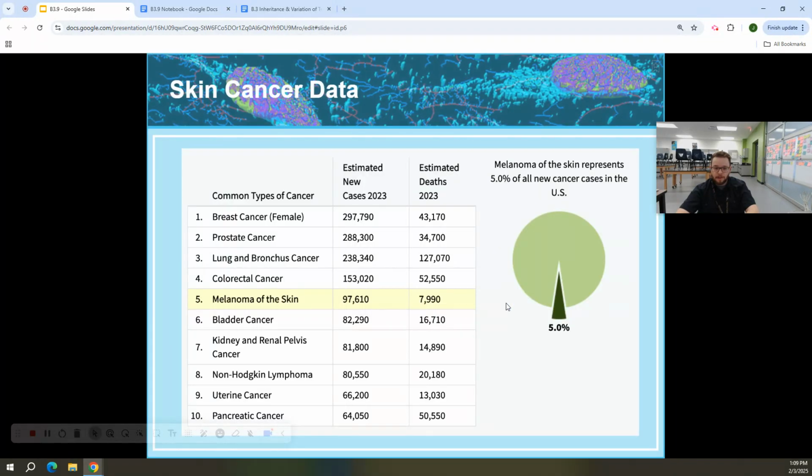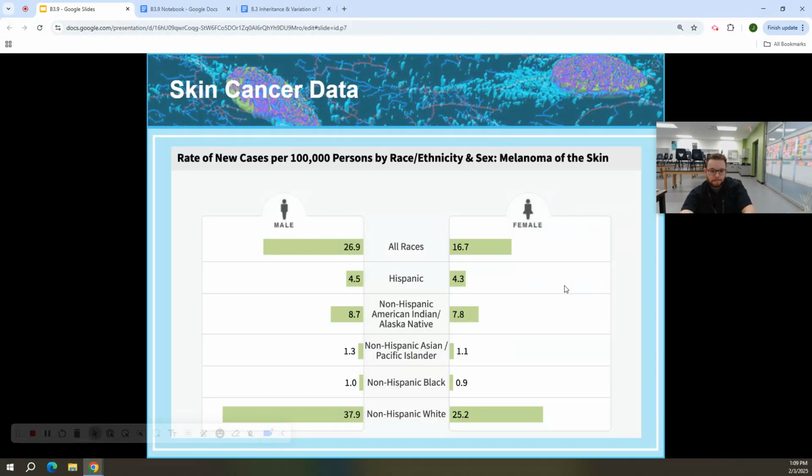All right, so I want to delve a little bit more into some of that skin cancer data that was on that website. The first thing, you can see melanoma, which is skin cancer, is number 5 in common types of cancer. It's got 97,000 new cases in 2023 and almost 8,000 cancer deaths in 2023. And it makes up about 5% of all new cancers in the United States.